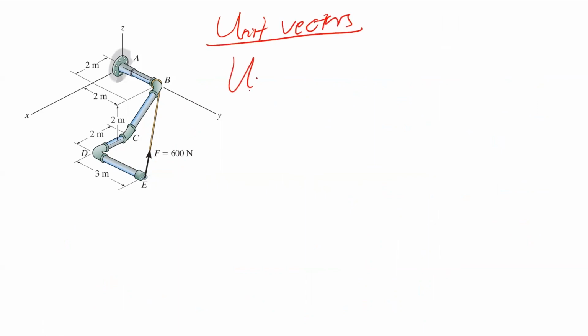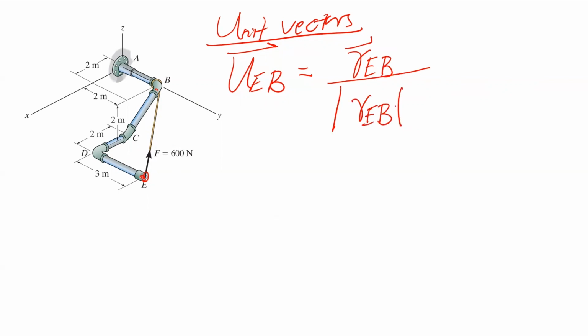So first I'm going to get my unit vector EB, where my force is acting. My force is directed from E to B. For getting that, I need the position vectors. If you don't know what a position vector is, please look into the videos under this channel to learn about position vectors. So I need my position vector EB divided by its magnitude. If you are not clear on what a unit vector is, please look into the videos in this channel.